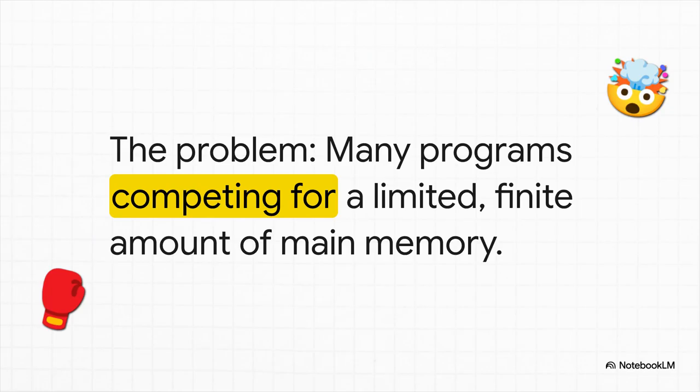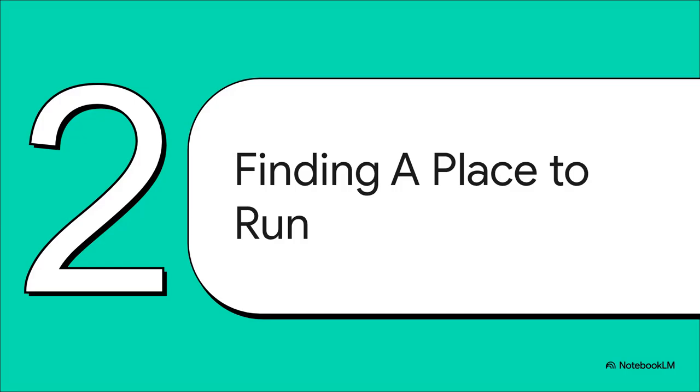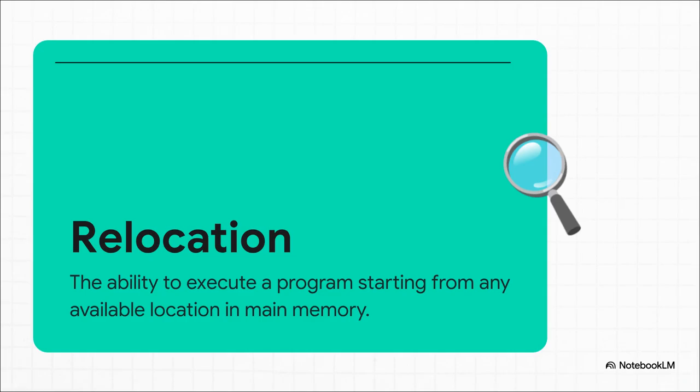So here's the bottom line. We all live in a multitasking world. We want to run a dozen things at once. But every single one of those programs has to fight for a spot in a very limited, very physical amount of RAM. This creates a constant tug of war for resources. With all these programs basically yelling, "Pick me," the operating system needs some smart strategies to figure out where to put them all. The first really big idea here is called relocation.